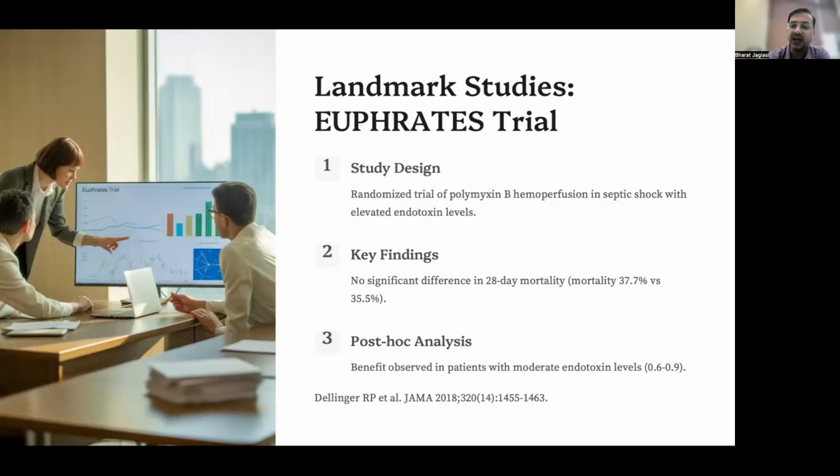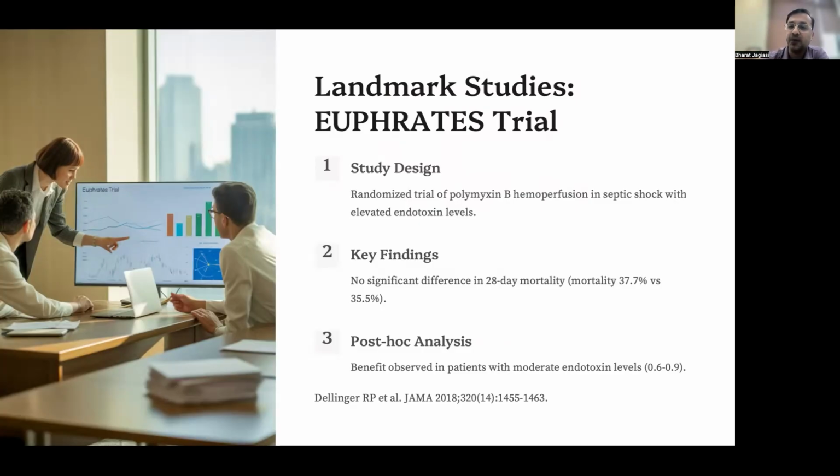Then comes the EUPHRATES trial, a randomized trial of polymyxin B hemoperfusion in septic shock with elevated endotoxin levels, where the endotoxin activity assay was used. So it was a very objective parameter to consider. But again, there was no significant mortality benefit, and the post-hoc analysis showed something. What they found out is that the filter used was beyond its capability of clearing endotoxin when the levels are more than 0.9.